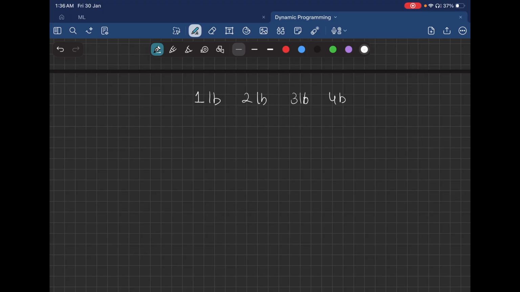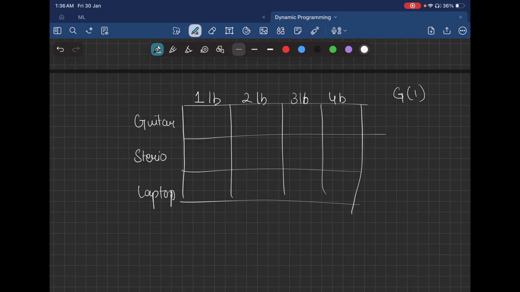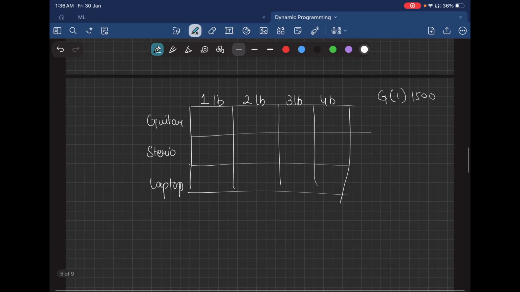Or maybe we only had the guitar, or we only had the stereo, or we only had the laptop. If we look at it like this, let's say we store these values for these instances. First of all, we know that the guitar takes one space and has a value of 1500. The stereo takes four spaces and has a value of 3000. The laptop takes three spaces and has a value of 2000.